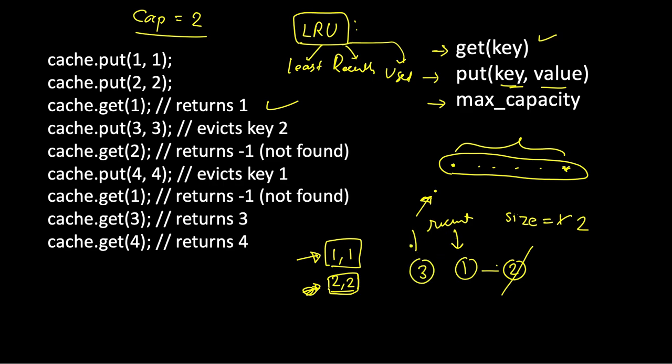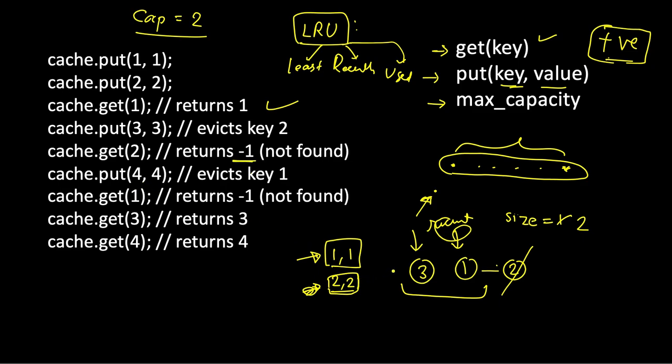Now 3 is the recent one. Now we want to get 2, but 2 is not there in the cache. Only a space for 2. So we return -1. All the key values will be positive. This has been said in the problem statement, so that you can return something when the key is not found. So you will return -1 in that case.